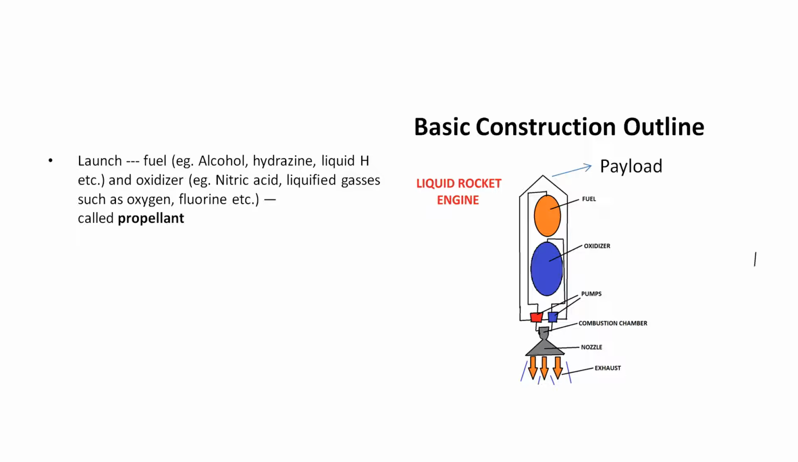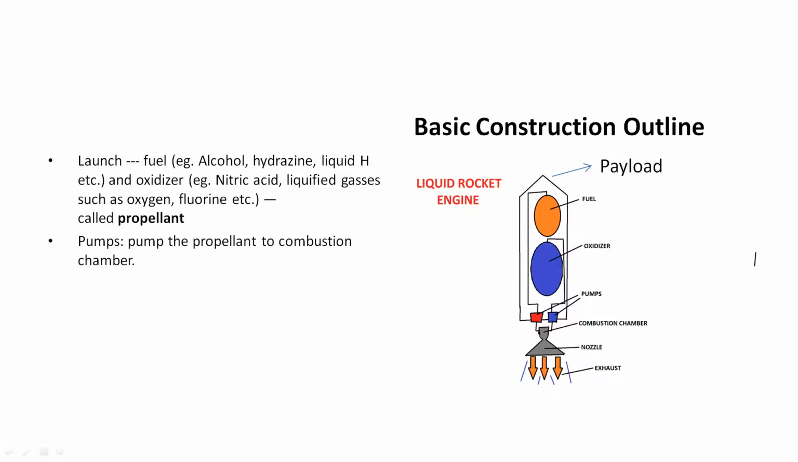The first component, here you can see, is fuel. Fuel like alcohol, hydrazine, liquid hydrogen, and oxidizer like nitric acid, liquefied gases such as oxygen, fluorine, etc. Now this mixture of fuel and oxidizer is known as propellant, because due to this mixture the rocket will be propelled. Propelled means it will be launched in space.